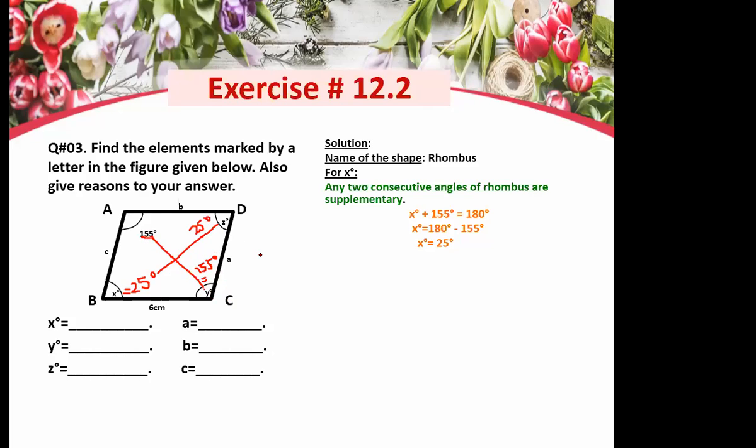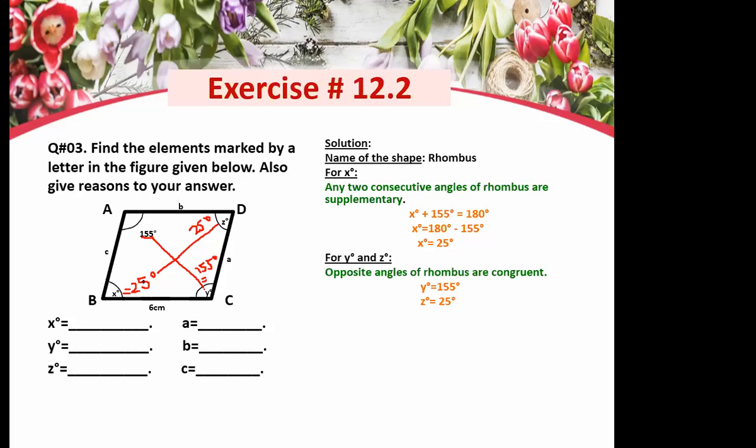Now the next question is what postulate you will provide here. You will write it down here: opposite angles of a rhombus are congruent. So you will write the heading for y and z, and then you will write opposite angles of a rhombus are congruent, and simply write that y is now equal to 155 degrees and z is equal to 25 degrees.